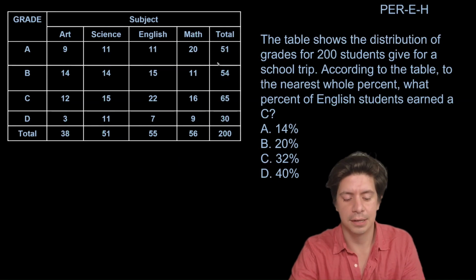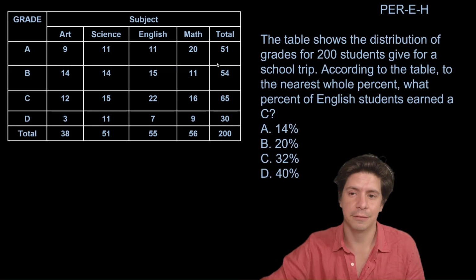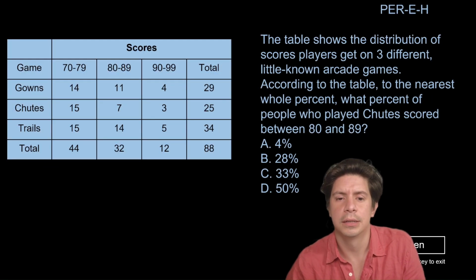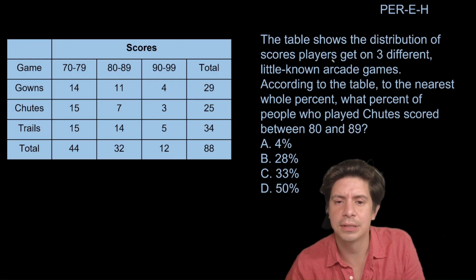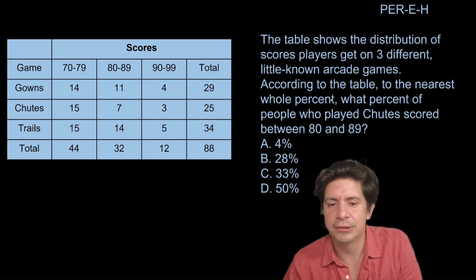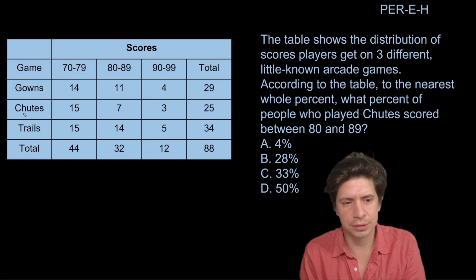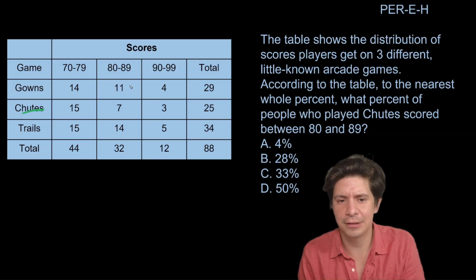So let's try another one together, and then I'll leave you with a third one that I did in the summary video for all percentage questions. All right, so we'll try this one here. The table shows the distribution of scores players get on 3 different little-known arcade games. According to the table, to the nearest whole percent, what percent of people who played Shoots scored between 80 and 89?